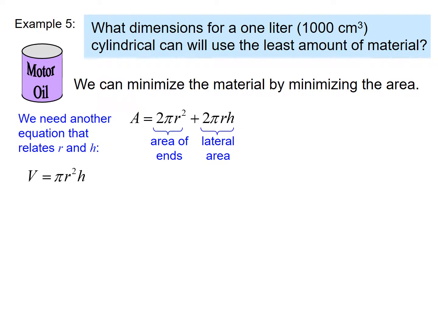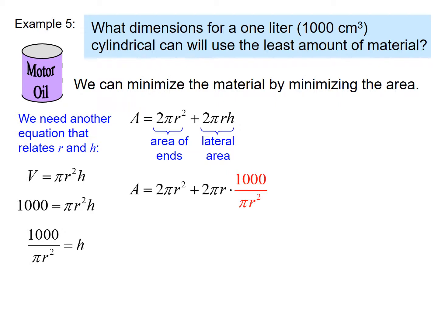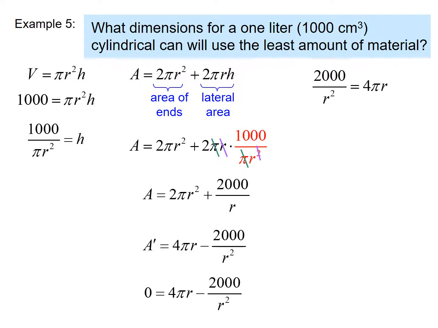So we know that volume is pi r squared h. The volume is 1,000. We're going to solve this for h. So h equals 1,000 over pi r squared. So substitute that in and simplify the equation down. So we have an expression for the area just in terms of r. Now we can take the derivative. We can set the derivative equal to 0, and we can solve for r.